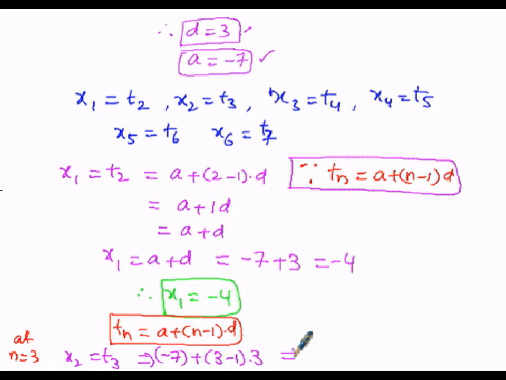So that implies minus 7 plus (3 minus 1), which is 2, into 3. That is minus 7 plus 2 into 3, and 2 times 3 is 6. Minus plus is minus, so let us subtract: 7 minus 6 is 1. Since 7 is greater than 6, its sign is negative, so I get minus 1. In this manner I got the x2 value as minus 1. Therefore x2 is equal to minus 1.